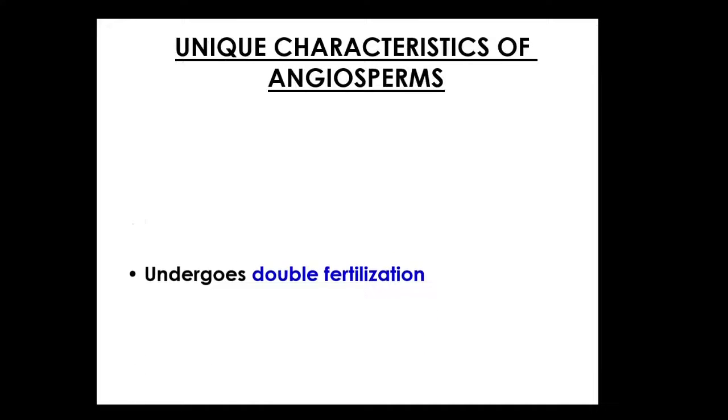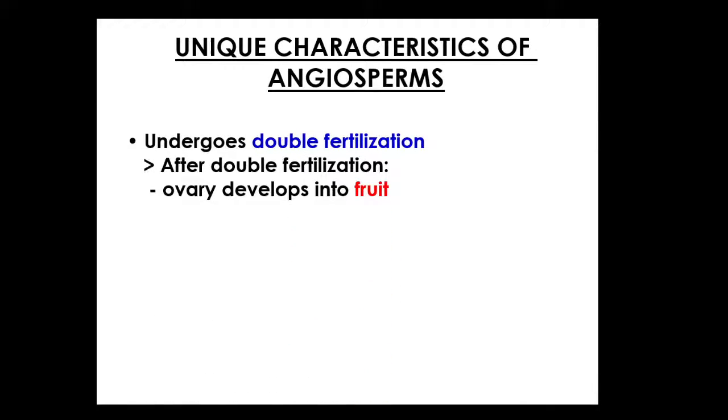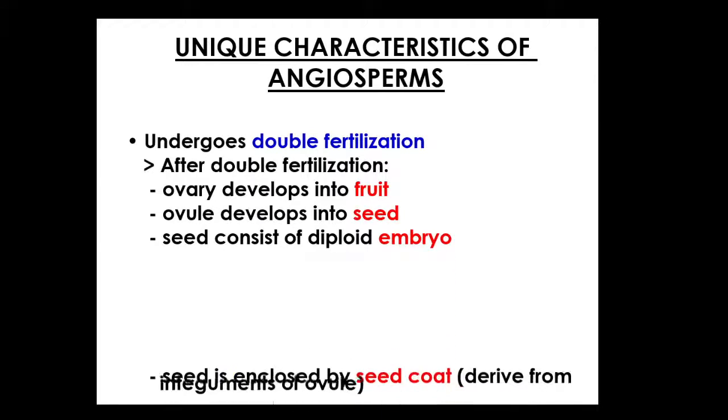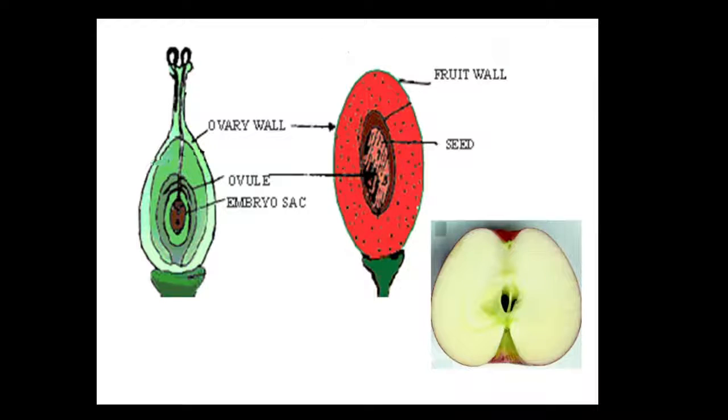Another unique characteristic of angiosperms is that it undergoes double fertilization. After double fertilization, the ovary develops into fruit, and the ovule develops into seed. The seed will consist of a diploid embryo, and the seed is enclosed by a seed coat that derives from the integuments of the ovule. The fruit will protect the seed and aid in its dispersal.